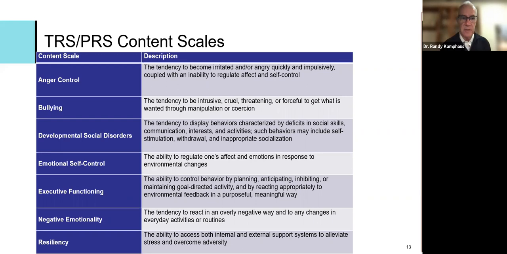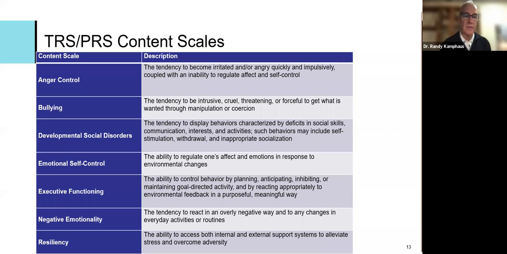So these content scales can be very important for making decisions. For example, bullying. Bullying, as it rose to prominence in terms of a parental concern and a teacher concern and a child concern in the last couple of decades in particular, was important to add. And you'll see evidence surrounding the reliability and validity of the bullying scale. And we tried to make the content as sensible as possible so that you could interpret this scale rather easily and without confusion. Anger control, emotional self-control, negative emotionality.